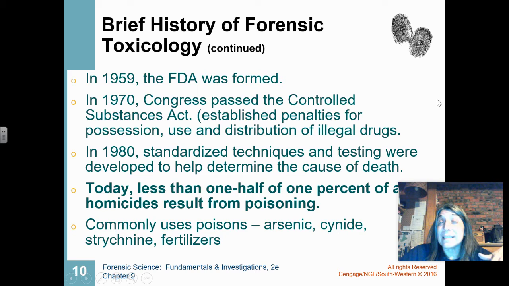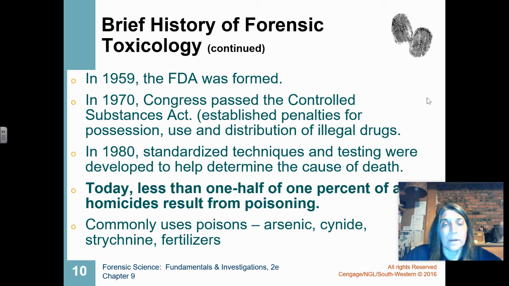There's not a lot of poisonings today. It used to be more common because nowadays everybody has a gun, and you have to think about it, back in the 1600s, everybody didn't have a gun, so they would just poison each other. But today, obviously, it's stabbings and shootings and unfortunately terrible ways we kill each other. But only less than 0.5% of homicides are poisoning today.